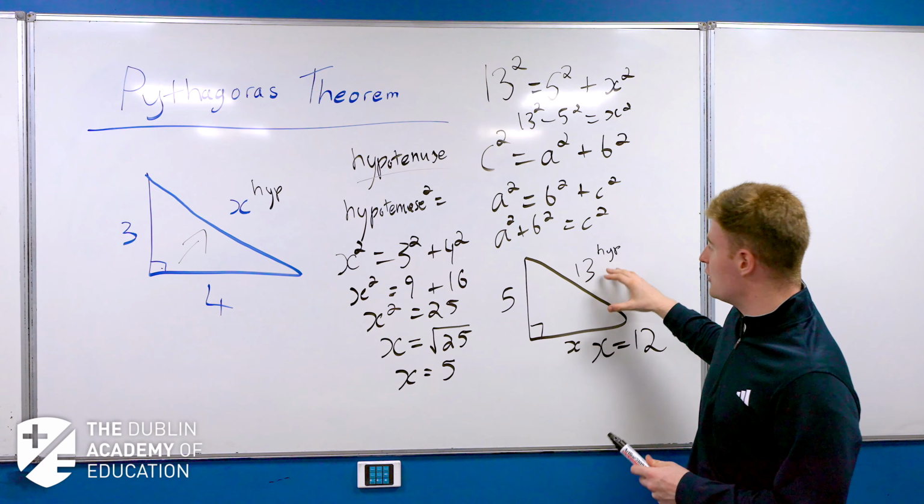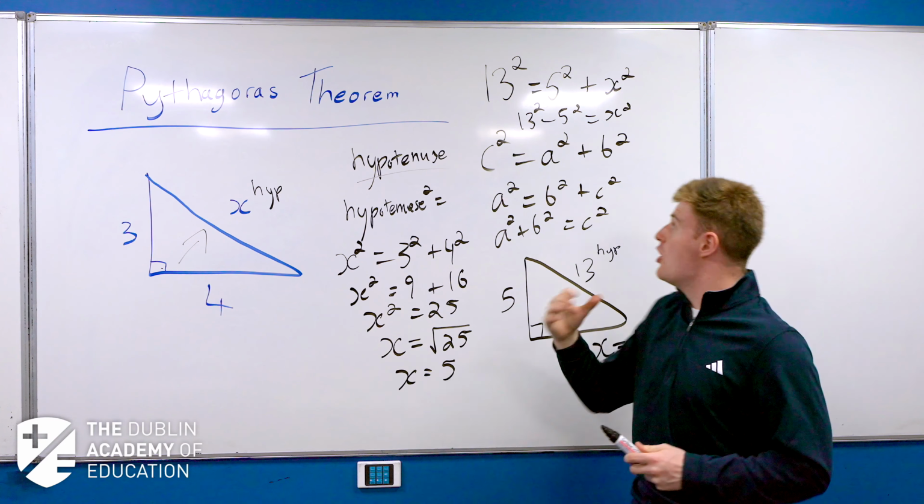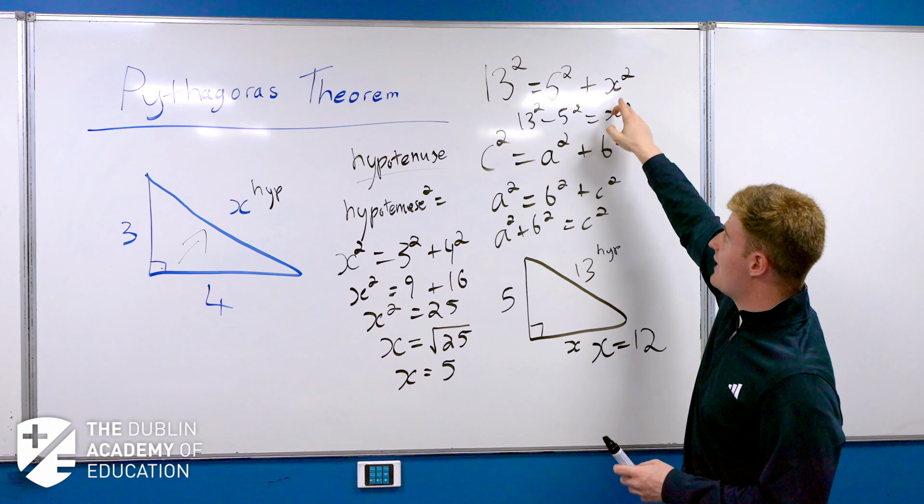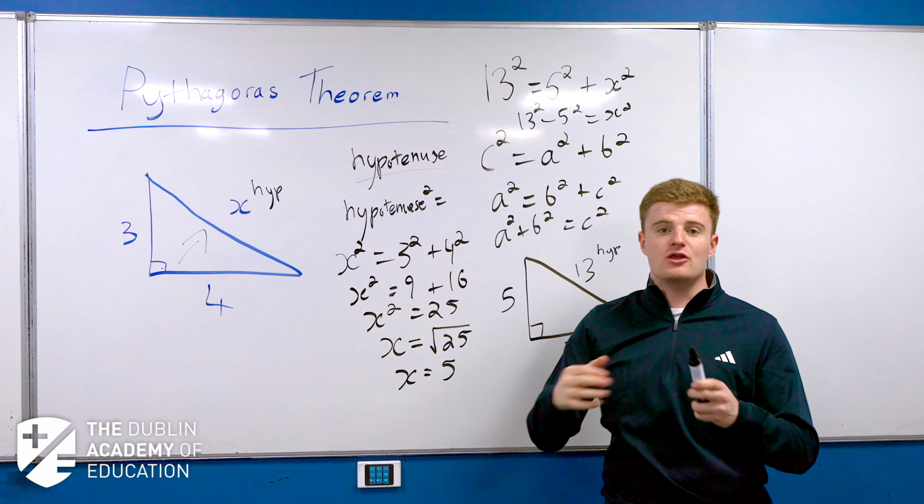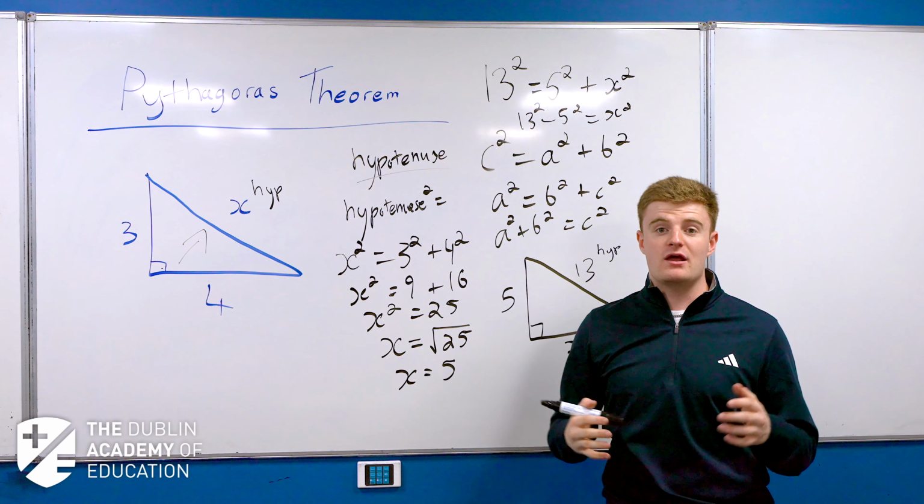So even if the hypotenuse is not the one that you're trying to find, all you need to do is just do that little move there, bring it over to the other side, and you'll be able to solve for x no matter what using Pythagoras theorem.